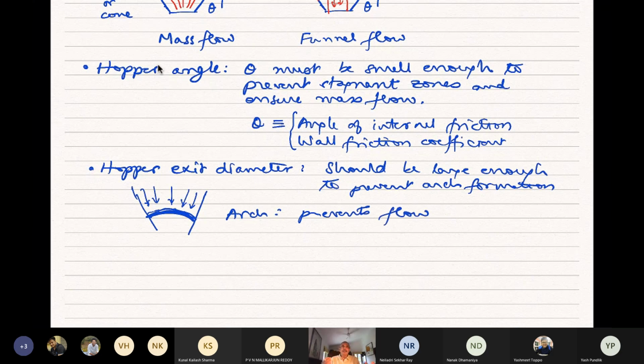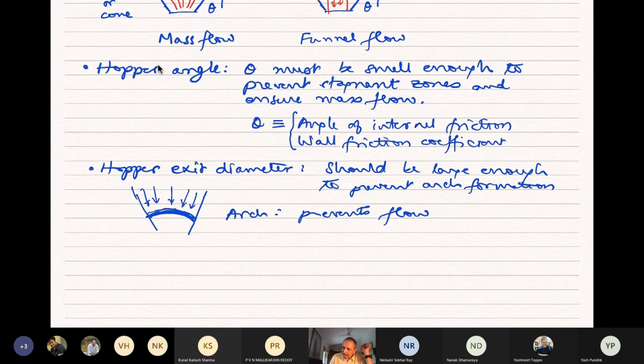Now you've seen arches in architecture, where they put stones at a nice angle, and that can withstand a huge amount of force. So, even in practical situations, if you sometimes have sticky particles or an arch forms, it becomes very difficult to generate the flow again.